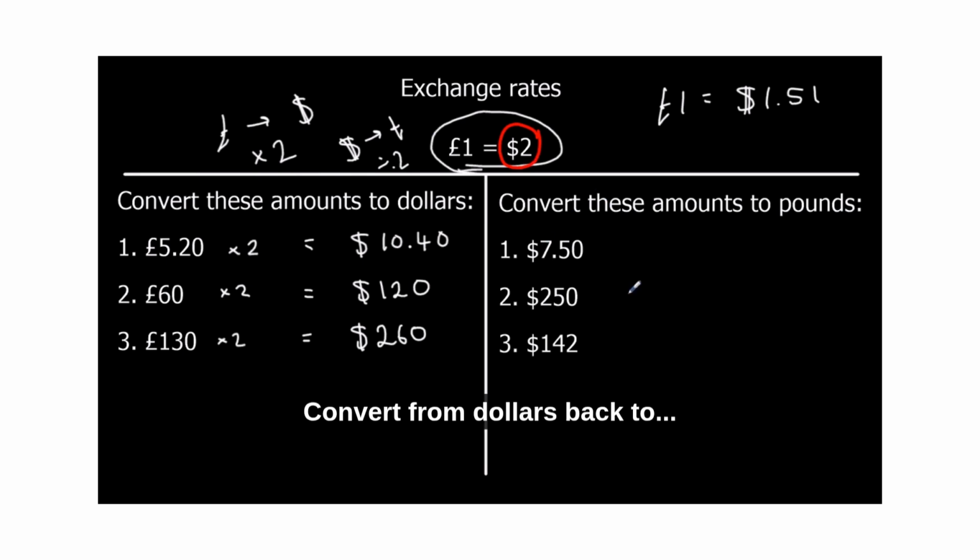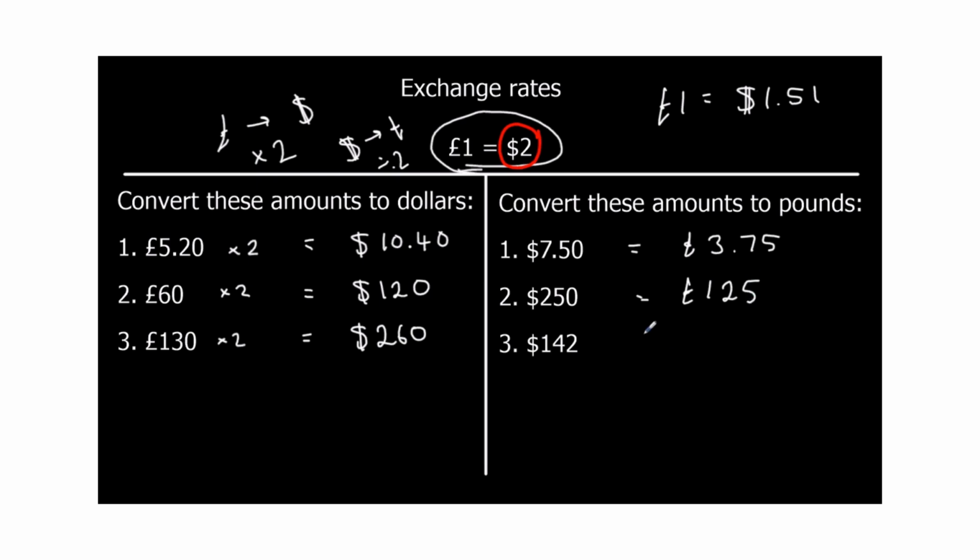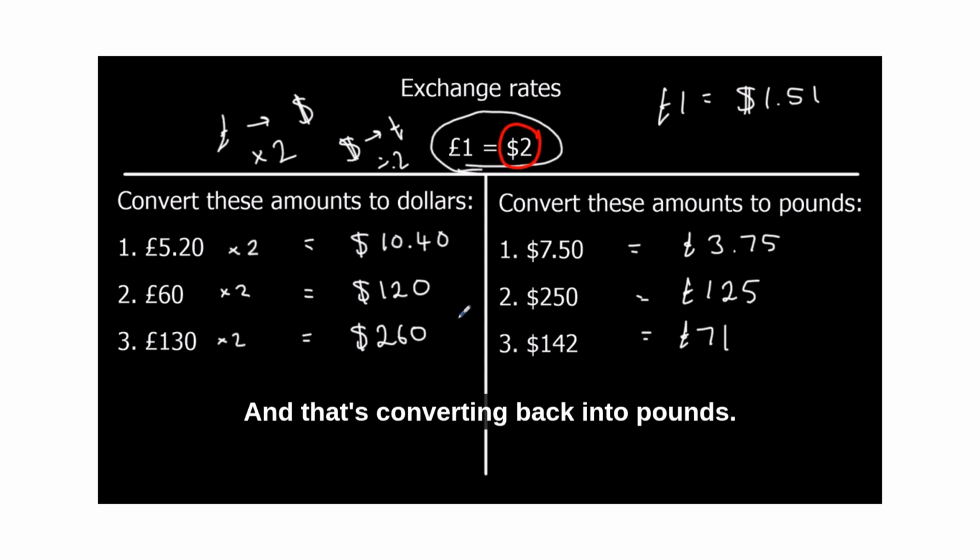Converting from dollars back to pounds, we're going to divide by 2. To go backwards, we're dividing by 2. So $7.50, we're halving it, and that's £3.75. $250, that's 125, and 142, that's 71. So we're just dividing by 2, and that's converting back into pounds.